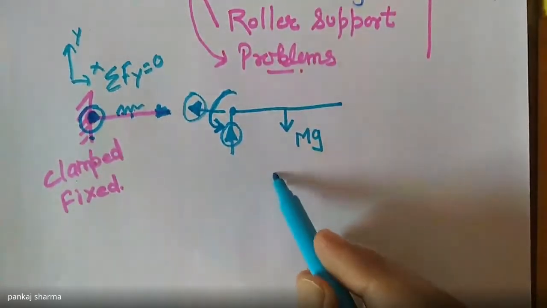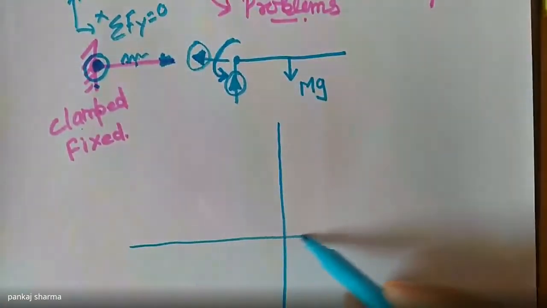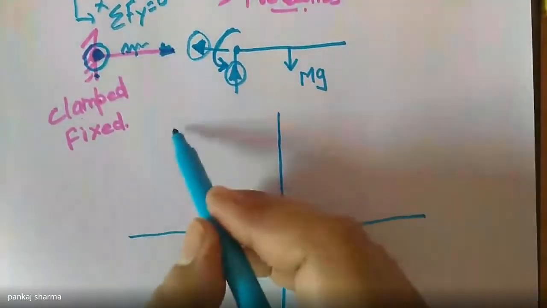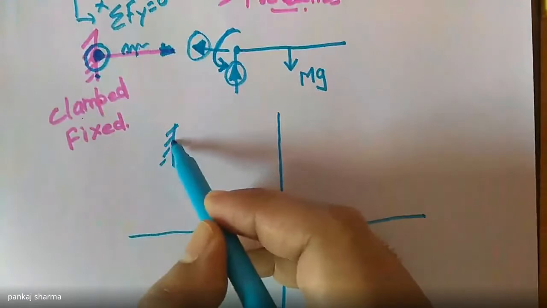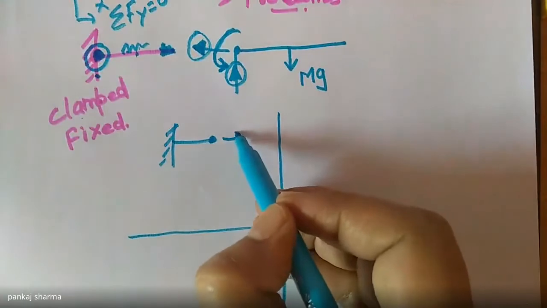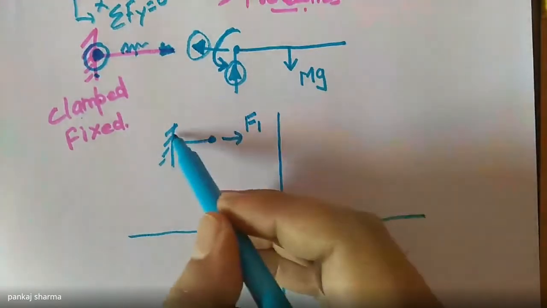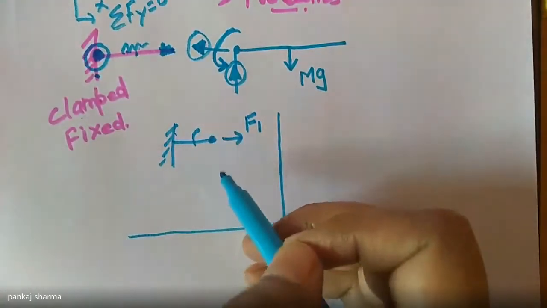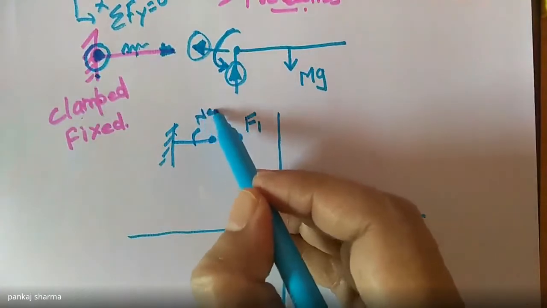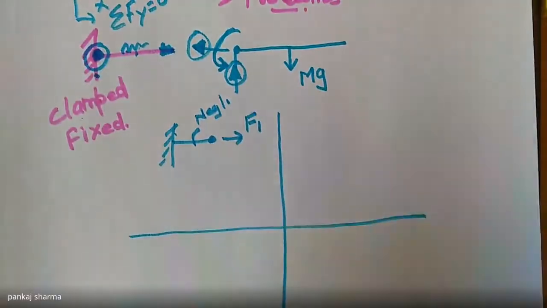Suppose I take a simple example just to clear the concept of this fixed support. It is a rod and it is pulled by force F1. The weight of the beam is negligible. So in this condition, what are the support reactions?